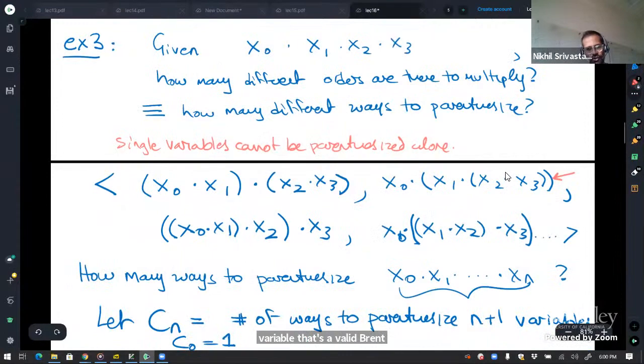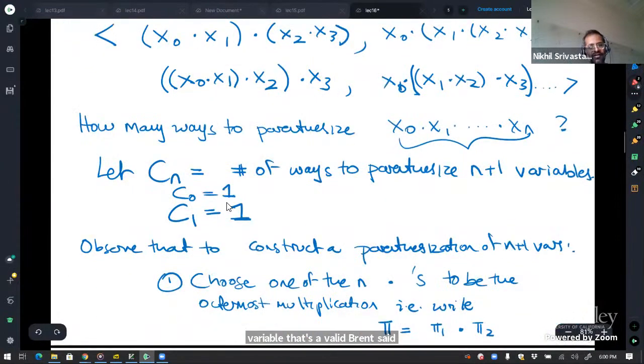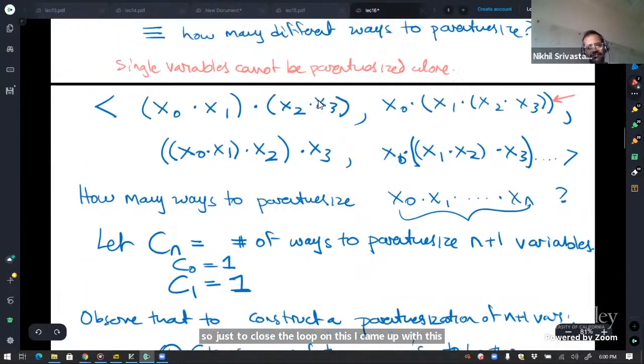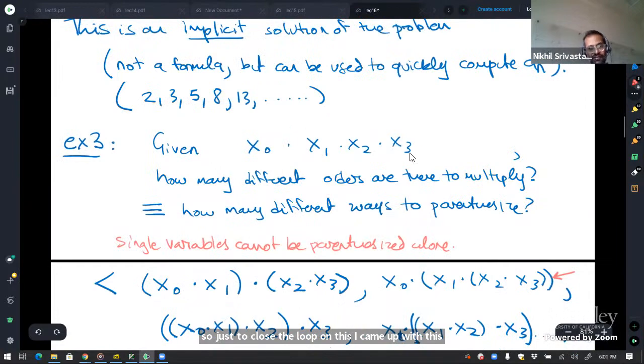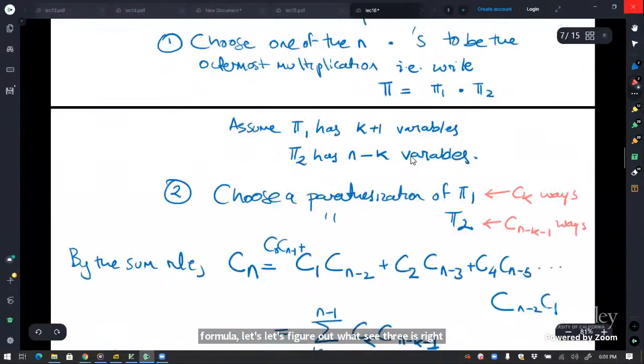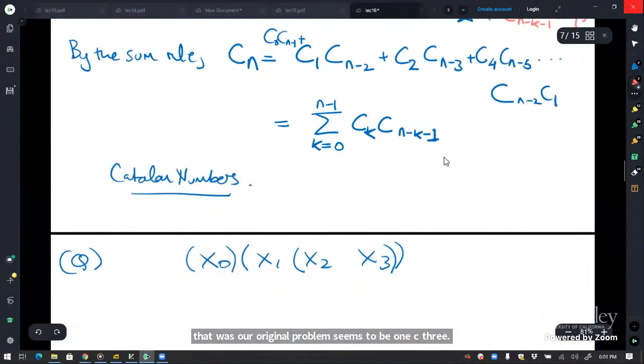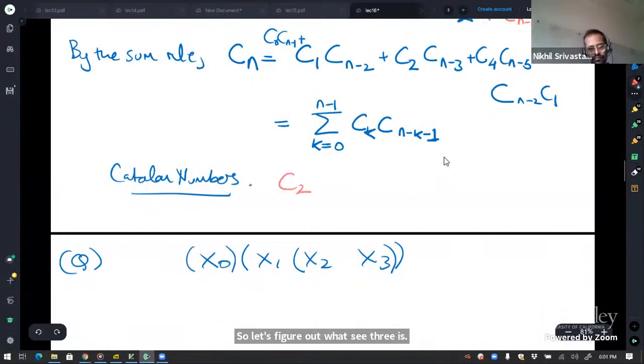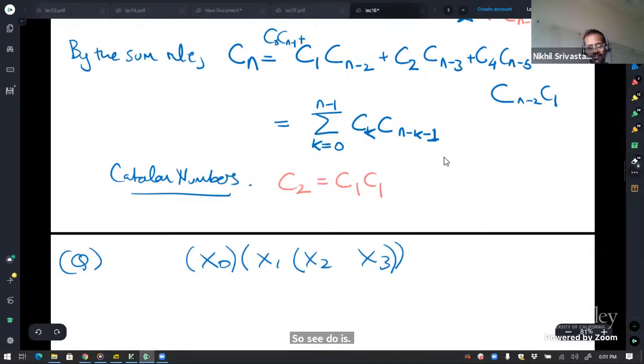So just to close the loop on this, I came up with this formula. Let's figure out what C3 is, right? That's what was our original problem. So let's figure out what C3 is. So C2 is C1, C1. Sorry, I have it wrong. It's C0. Yeah, it's just C1, C1.